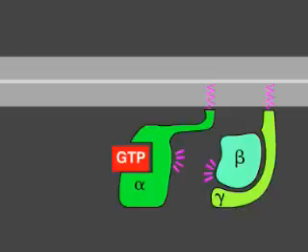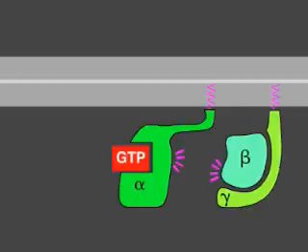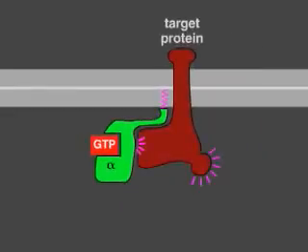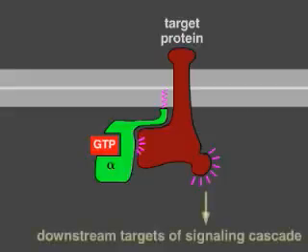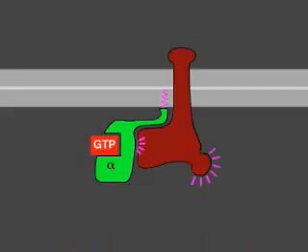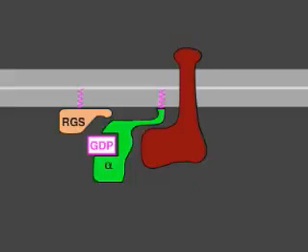In either case, both of the activated components can now regulate the activity of target proteins in the plasma membrane, as shown here for a GTP-bound alpha subunit. The activated target proteins then relay the signal to other components in the signaling cascade. Eventually, the alpha subunit hydrolyzes its bound GTP to GDP, which inactivates the subunit. This step is often accelerated by the binding of another protein, called a regulator of G protein signaling, or RGS.